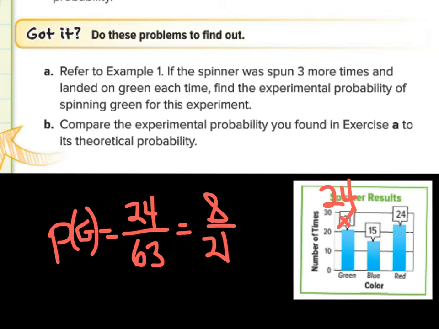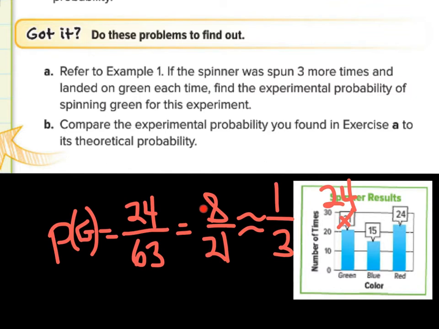Is this about 1/3? Would you say this is about 1/3? Remember, there's 3 options. 1/3 would be 8 over 24, wouldn't it? So compare the experimental probability you found in exercise A to the theoretical. Well, theoretical would be about 1/3. Am I right when I do this, in doing so? It is. This is about 1/3.